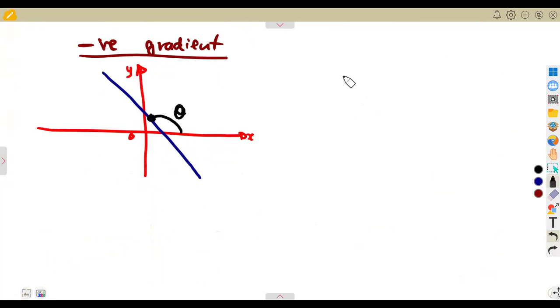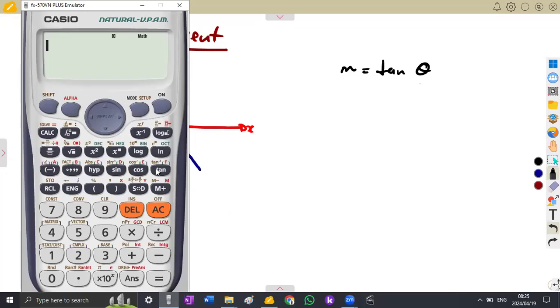So if we're saying m, which is the gradient, is equal to the tan of theta, which is true. The tan of theta, maybe it's 145 degrees, or maybe it's 135 degrees, whatever angle that you might be given. Let's say I've got 135 degrees. I just want you to see something here so that we'll be together in this introduction. Let's say we've got tan 135 degrees. This is an angle that is greater than 90, but it is less than 180 degrees.